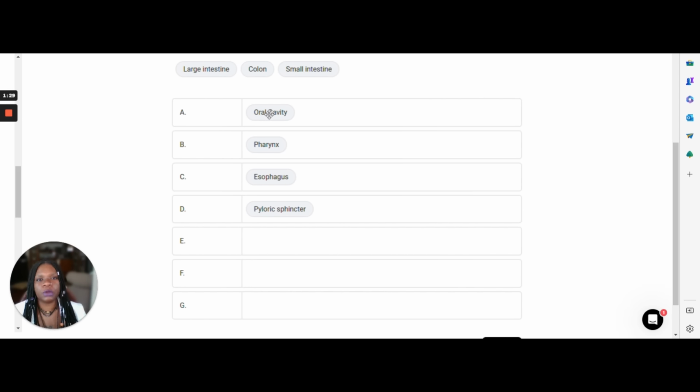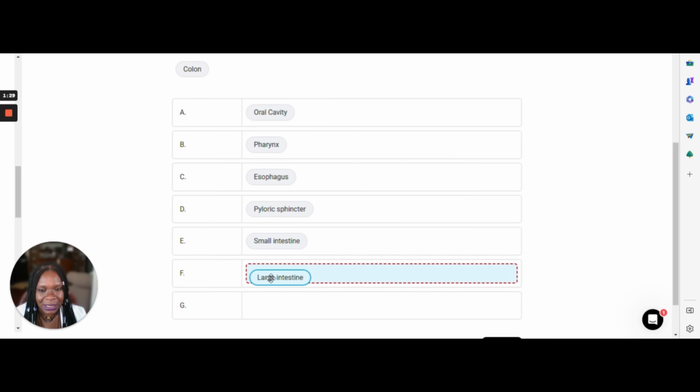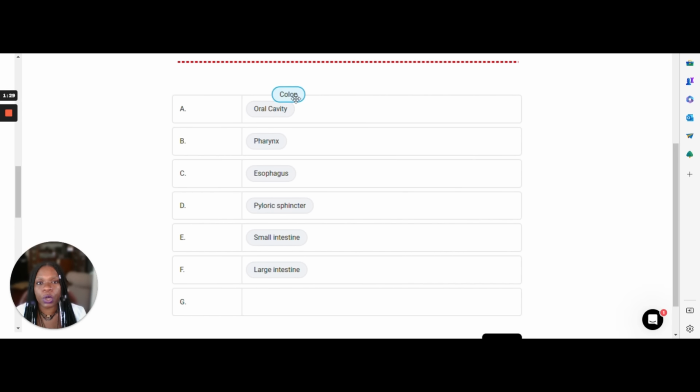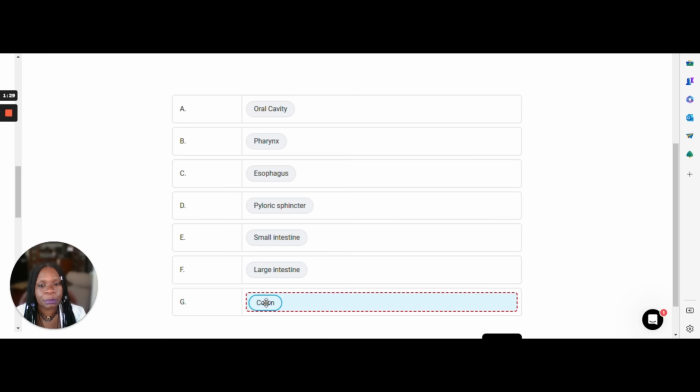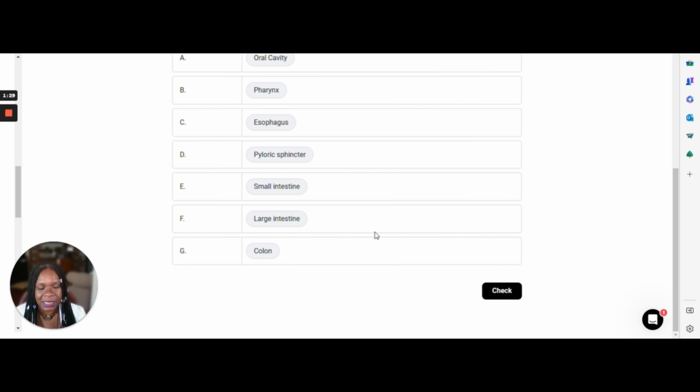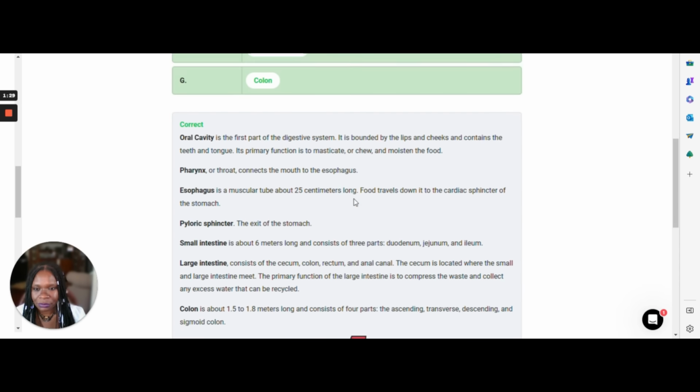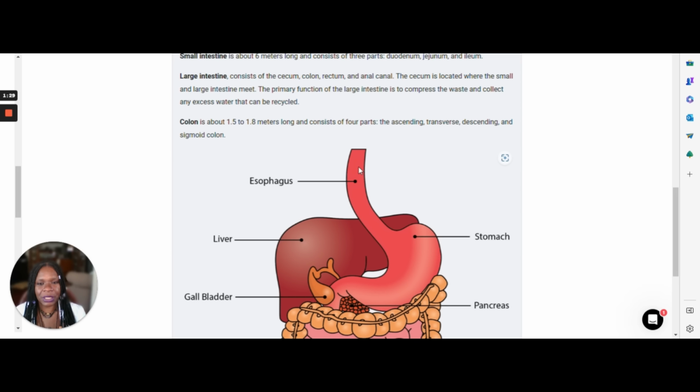Then from there, it's going to go to the throat, the pharynx. Then from there, it goes to the esophagus. And from there, we go to the pyloric sphincter, down to, remember earlier, I said it was the small intestine where all your nutrient absorption is going to take place. And it eventually goes to the large intestine. And from there, we go to the colon before it exits the body via the rectum and anus. Now, let's check our answer and see what it says right here. Ta-da! We've got it. There it is.